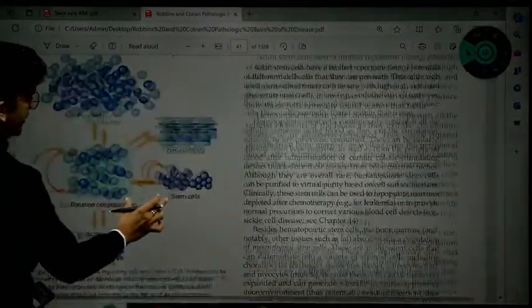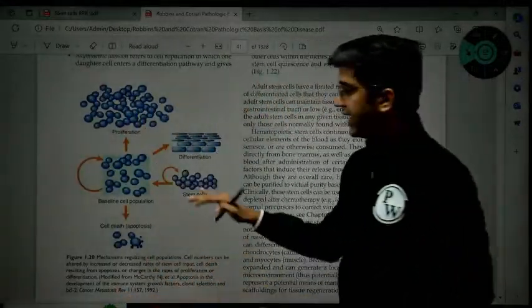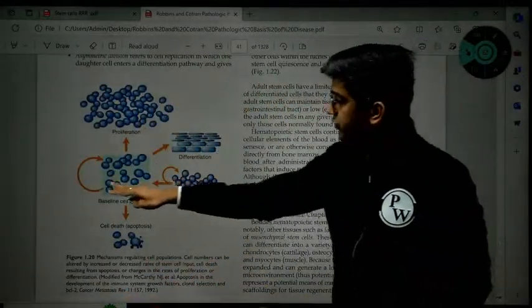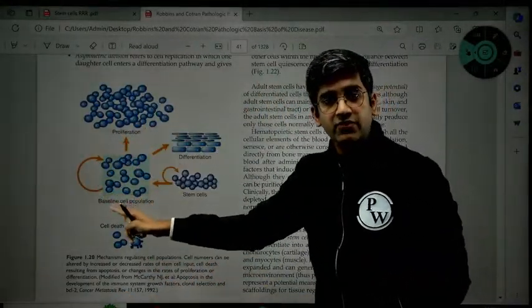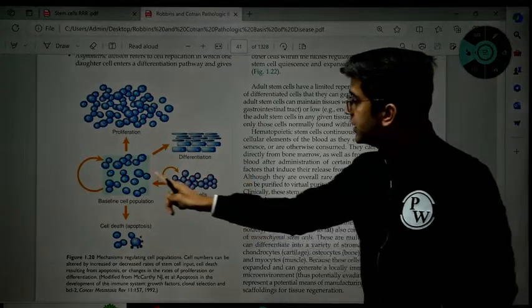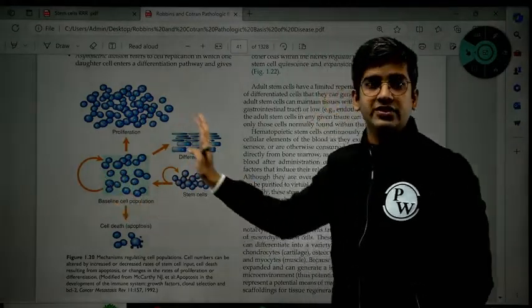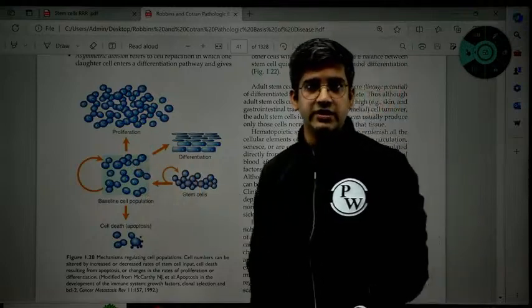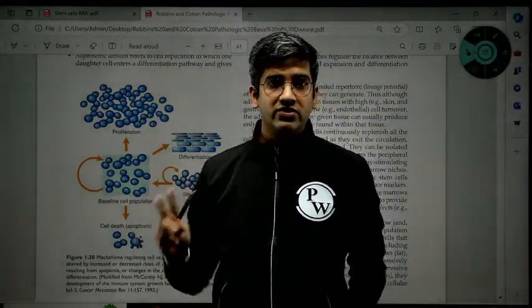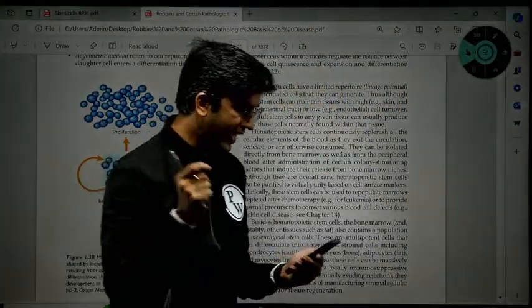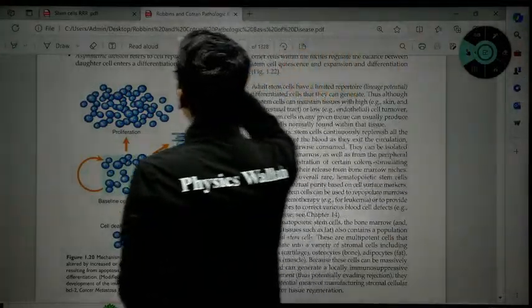Okay, this is what symmetrical and asymmetrical division talks about. I have a stem cell. It divides to form a pool of cells. Some of them come back to become stem cells. Some of them differentiate. Some of them only divide, they don't differentiate. That's what we call symmetrical and asymmetrical division, right? So we have two properties of stem cell which are very important, symmetrical division and asymmetrical division. Great. Now let's go to the next half.